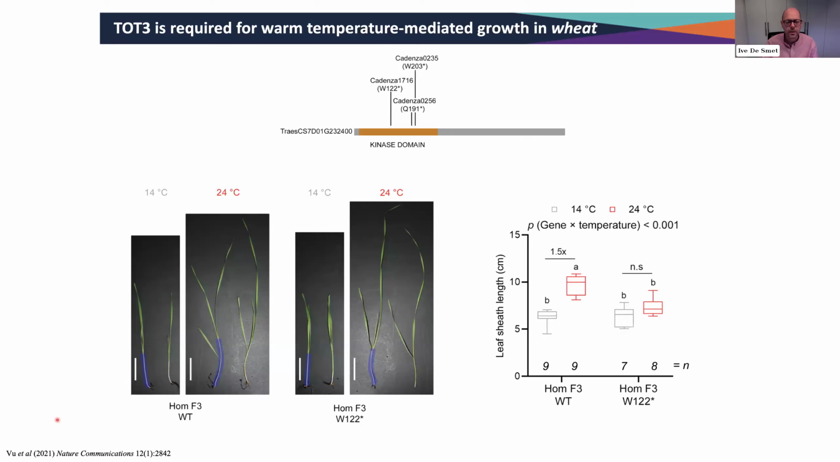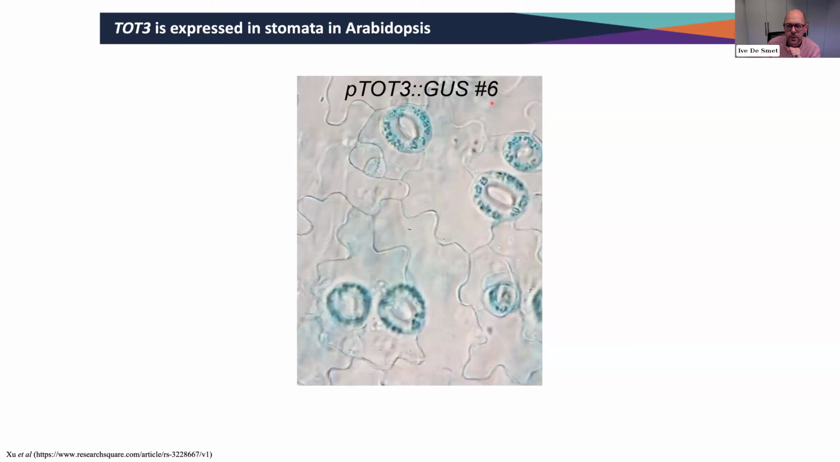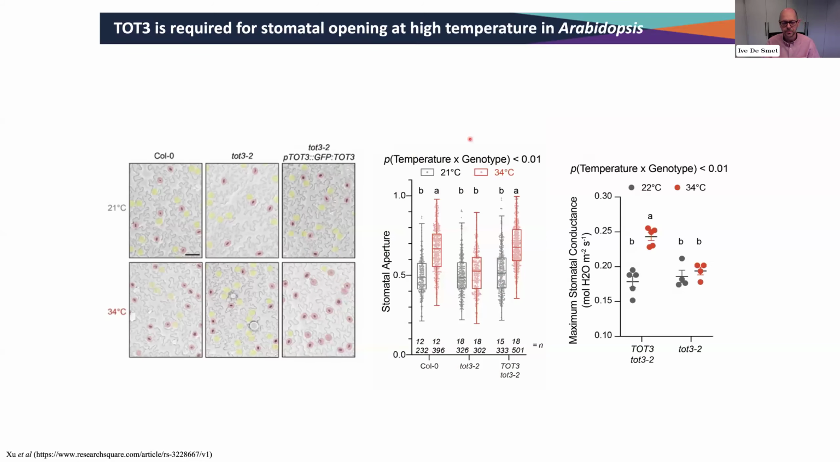And you can find many more details on the downstream signaling associated with this protein. But we also noticed that TOT3 is, in Arabidopsis at least, specifically expressed in guard cells. So we started to look at this in a little bit more detail, and we noticed that while we don't see any obvious changes with respect to stomata development, we do see a change with respect to the response of stomatal opening to elevated temperature.